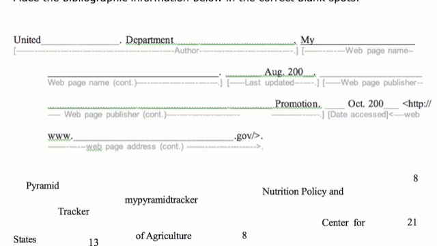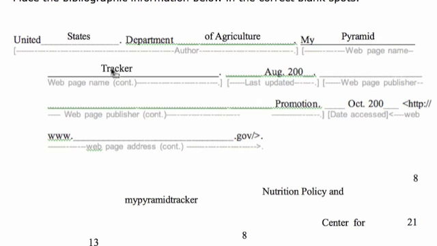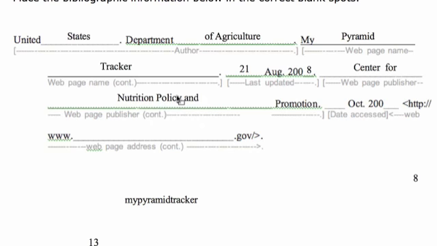All right, this is a tricky one. The author is the United States. That's a corporate author, and that's a legitimate author. And not only is it the United States, but it's the United States Department of Agriculture. The name of the website is My Pyramid Tracker. Oops, ran into a roadblock there. My Pyramid Tracker. And it was last updated on the 21st of August in 2008. And it comes out of the Center for Nutrition Policy and Promotion. I left the promotion there as a hint to you to help you remember.